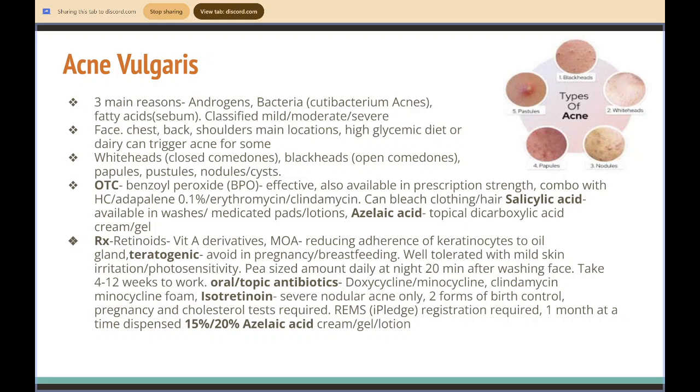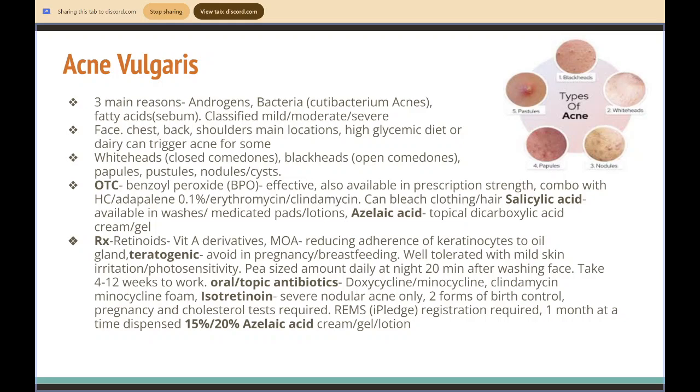Prescription retinoids. These are vitamin A derivatives, and their mechanism of action is that they reduce adherence of keratinocytes to the oil gland. They are teratogenic. It is bolded, so avoid in pregnancy and breastfeeding and in any patient that is trying for a child. Well tolerated with mild skin irritation and photosensitivity. You'll use a pea-sized amount daily at night, 20 minutes after washing your face. Takes 4 to 12 weeks to work.